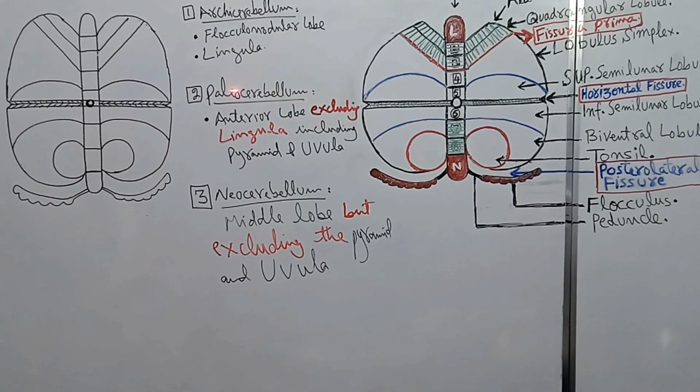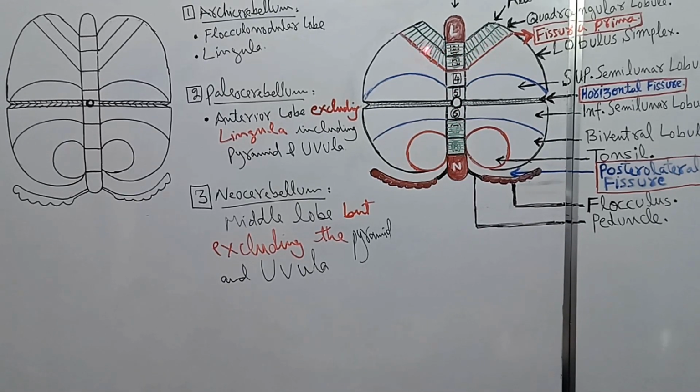The second embryological lobe is the paleocerebellum. It comprises the anterior lobe of the gross anatomy, excluding the lingula, because the lingula is included in the archicerebellum. Then you add the pyramid and uvula. So the paleocerebellum comprises the anterior lobe, excluding the lingula, including the pyramid and uvula. These are the areas with green strip lines.